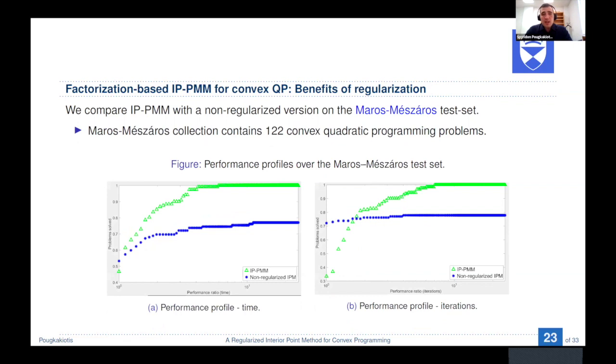And in this case, we see a huge improvement in terms of robustness. And there's a very good reason for this. The Maros-Mezaros test set contains several ill-conditioned problems. And as you can see, the non-regularized variant actually fails due to numerical instability to solve about 25% of these problems. On the other hand, the regularized IPM solves the whole test set successfully and at the same time remains equally or even more efficient compared to the non-regularized variant. Again, the same as before, we have an overhead in terms of iterations, but this is actually benign in the sense that the method is equally or more efficient.